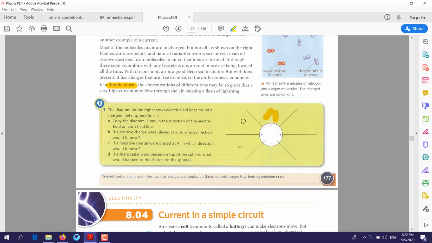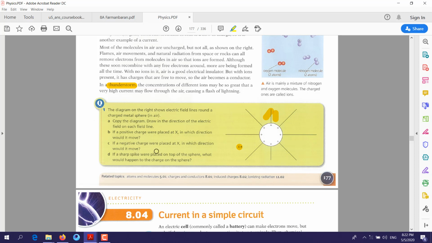B, if a positive charge were placed at X, okay, this is X, in which direction would it move? Now if you have a positive charge here, to which direction will it move? The direction here also will be away from the sphere. Why? Because positive and positive, two same electric charges, what will happen to them? They will repel each other. So it will start moving away from the sphere.